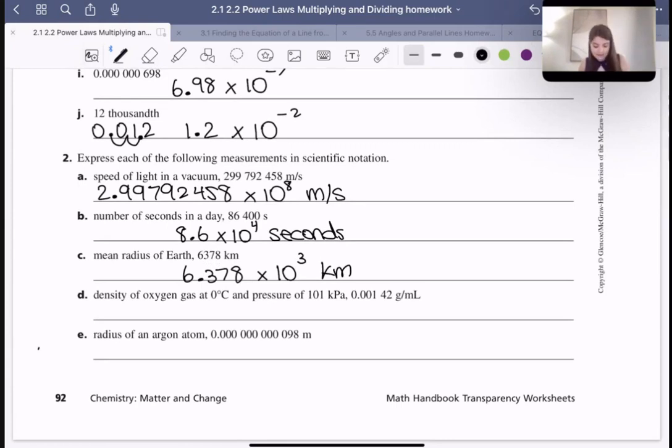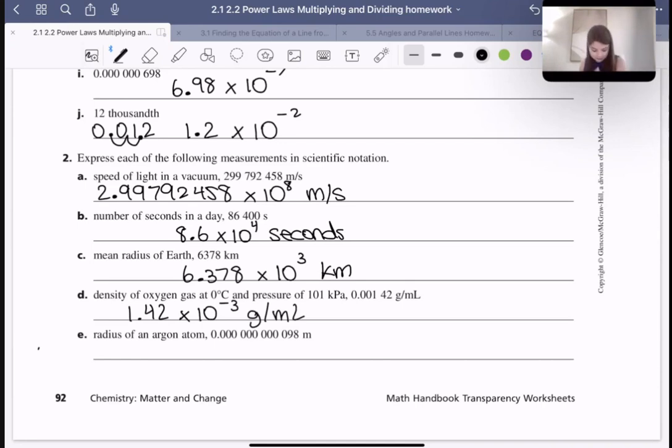All right. And then we have density of oxygen gas at 0 degrees Celsius and pressure of 101 kilopascals, 0.00142 g per milliliter. I'm guessing grams per milliliter. Either way, let's assume so. 1, 2, 3 decimal points over, so we'll get 1.42 times 10 to the negative 3, since we had to move the decimal point over 3 times.